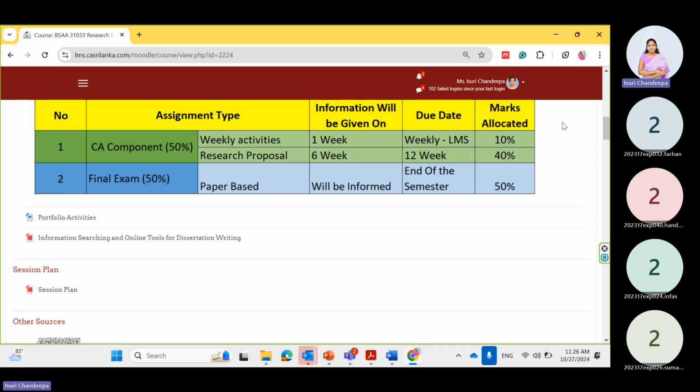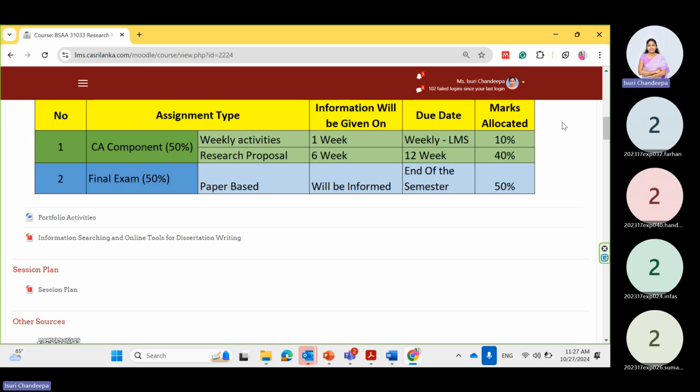Portfolio activity number 2 is developing the questions and objectives for identifying 2 research topics from the previously identified 3 research topics. Third activity is the development of the literature review for 1.1 research topics, out of that 2 included in portfolio activity number 2. Here, lesson by lesson, I will give you the portfolio activities. You have to practically engage with the portfolio activities.